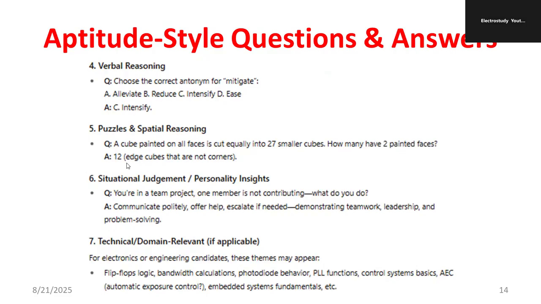Of course, you should know how many edges are available in the cube. That means 12. If you know that, the thing is done. Situational judgment: you are in a team project, and one member is not contributing. What do you do? Because in a company, decision making is also very important.